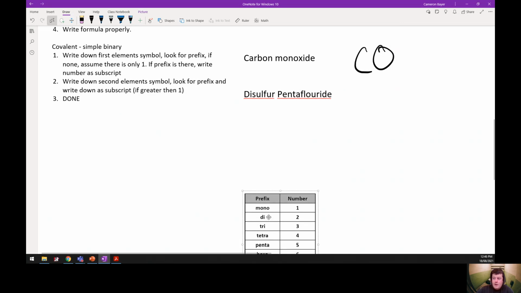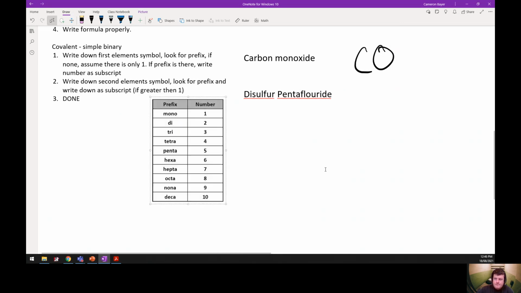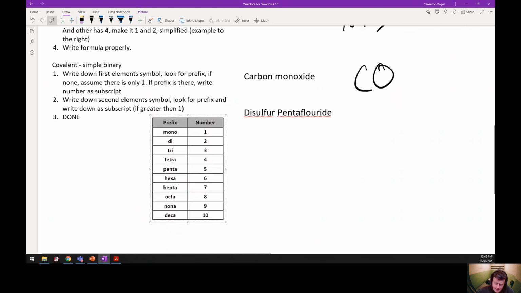All right, now this one is when we need to look at these di and tri prefixes. This is where covalent naming becomes a little bit trickier, and where you need to use your table to have a look. What I can see here is a chemical called disulfur pentafluoride. Di means 2, penta means 5. So when I go to my table, di, penta.